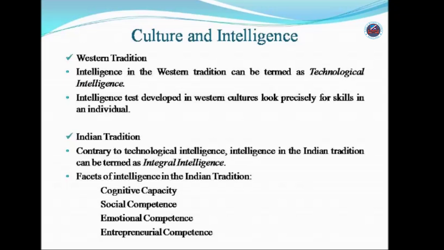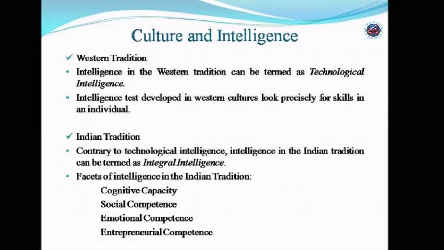Here, cognitive capacity is all about our sensitivity towards a particular given context, or how we try to understand a given situation or try to solve a given problem. Then comes social competence. It's all about our respect for the society or our commitment towards our elders and towards the younger ones, and how we try to recognize other people from their perspective.